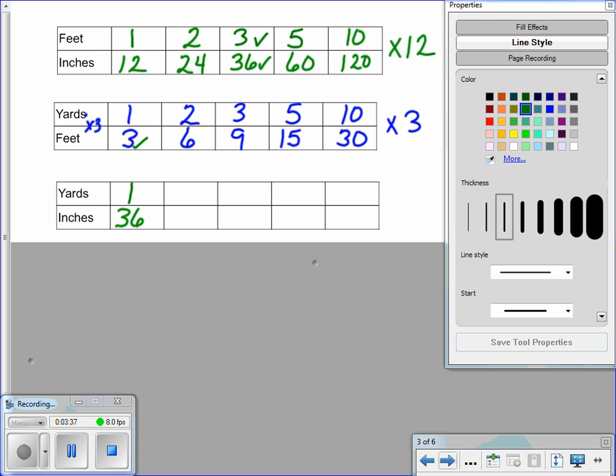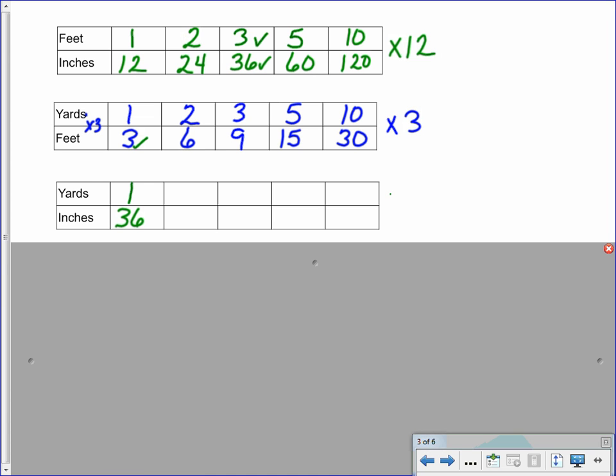What is our rule here? We are doing times 36. So 2 yards, 2 times 36 is 72. 3 yards times 36 inches is 108. 5 yards times 36 inches is 180. And 10 yards times 36 inches is 360 inches. Following our rule in each table will let us know what we need to do.